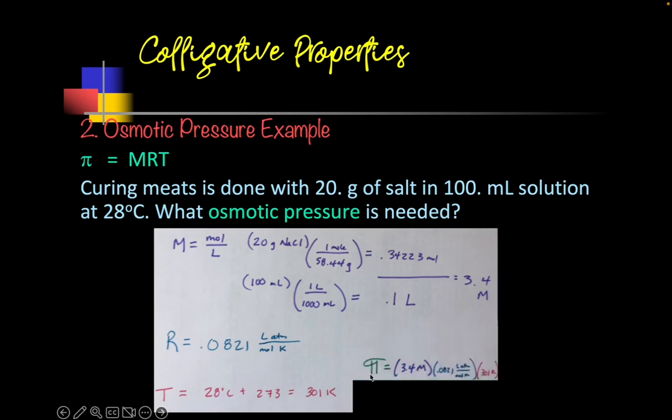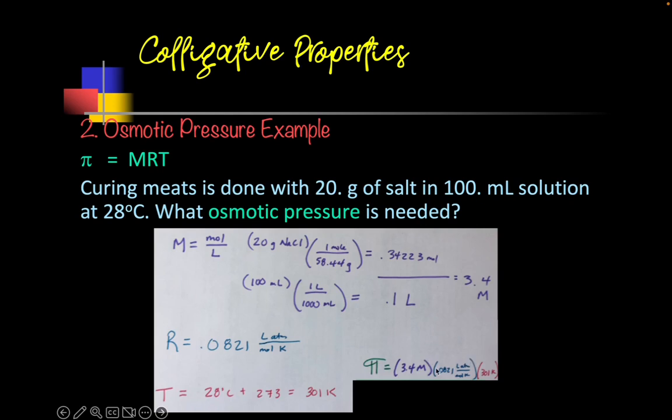So to set up my equation, it's osmotic pressure equals molarity times R times temperature. So you can see that K over K cancels. Molarity is the same as moles over liters, so liters over moles cancels that. And then we're left with atm, which is what we're looking for.